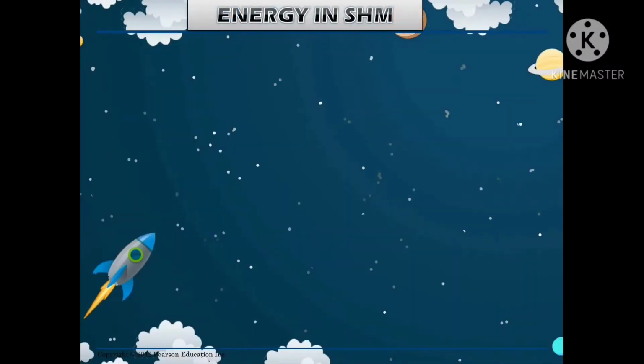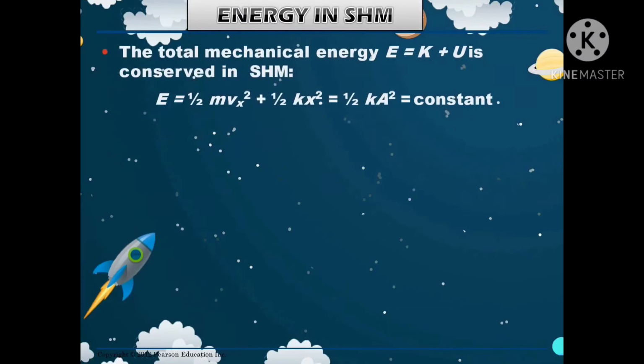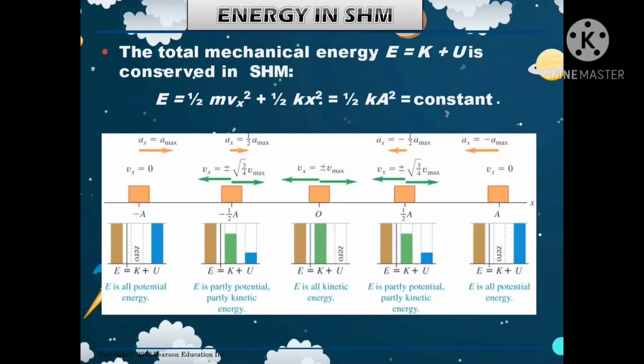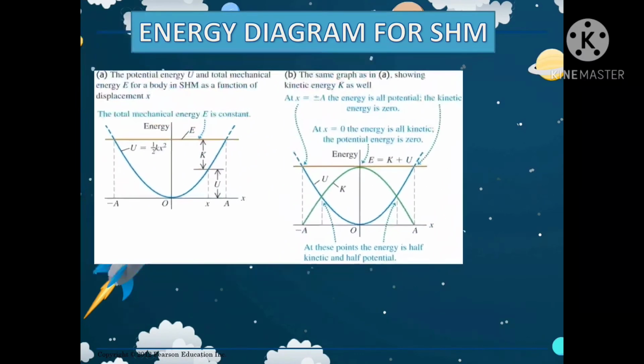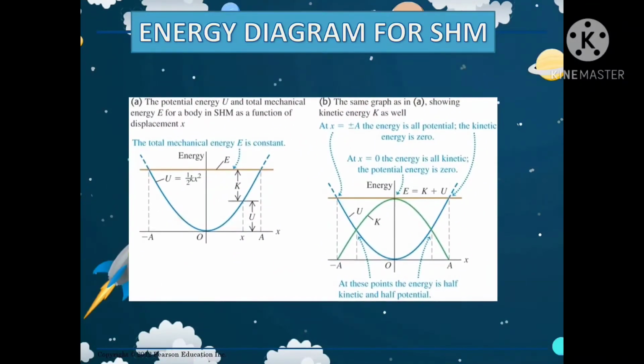Energy in simple harmonic motion. Total mechanical energy E is equal to K plus U, which is conserved in SHM. E equals half k a squared, which is a constant. Now, given below is the energy diagram for simple harmonic motion. You can have a look at them.